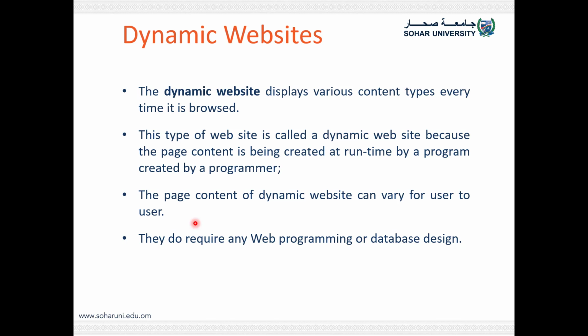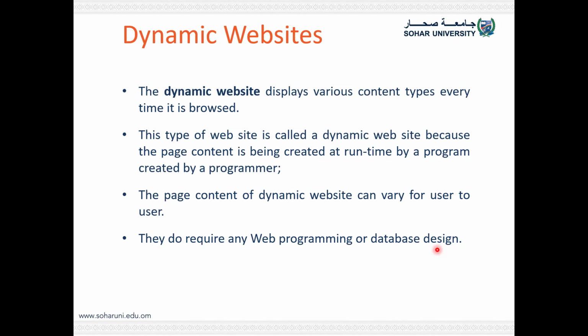Now, another example of a dynamic website is, for example, the weather website. Maybe I'm checking the weather of Sohar, and it will give me details about the weather of Sohar, but maybe my friend is checking the weather of Muscat. So here in this case, we can find different content on the page. So this kind of website, we call it a dynamic website. Now, of course, for designing such a website, a dynamic website, it is required to use web programming and database design.